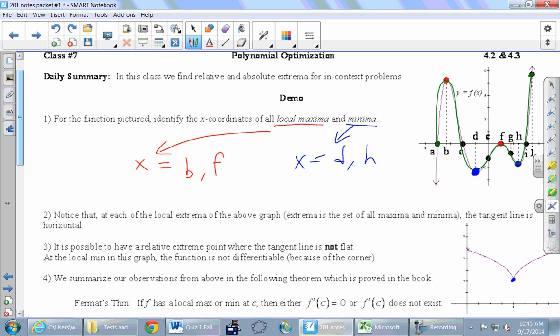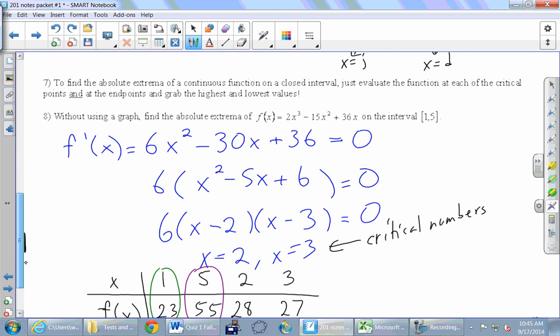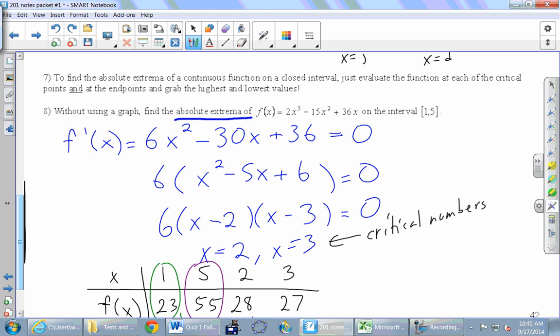It is a minimum, but it is a critical point because it's a place where the tangent line is horizontal, right? Critical point because the tangent line is horizontal. So the critical points or critical numbers are good candidates for maxes and mins. What's the other candidate for a max or min? Is the endpoint.